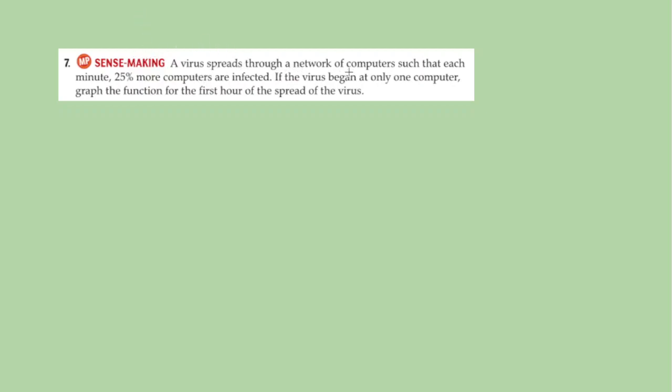A virus spreads to a network of computers such that each minute, all right, that's important, 25% more computers are infected. If the virus began at only one computer, so that only one computer is going to be our initial amount, all right, that's our initial amount. Graph the function for the first hour of the spread of the virus. All right, so first hour. Well, if we're talking about minutes, that means 60 minutes. All right, so that's going to be my t, right?